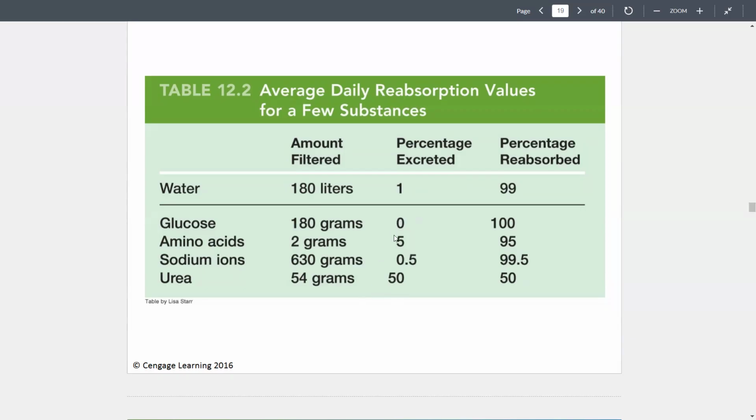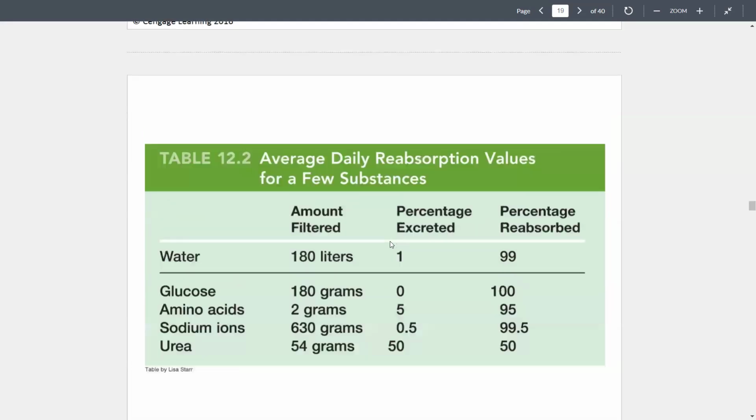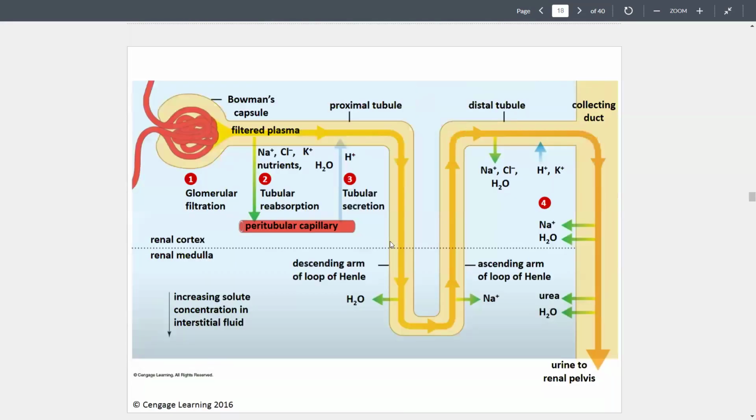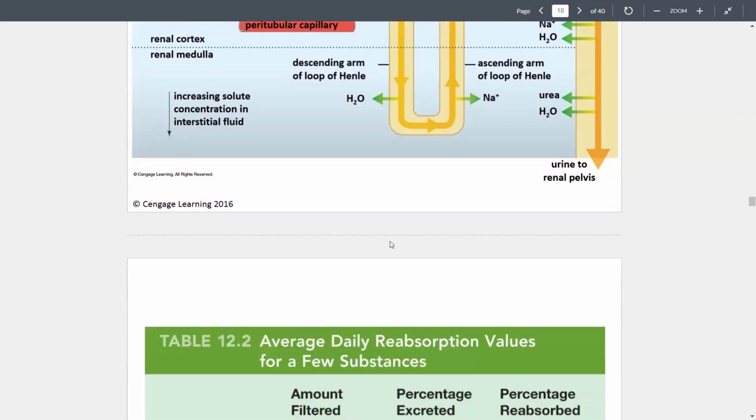Some of these are signs of high blood pressure too, like amino acids. You're only supposed to excrete 5%. If you have high protein in your urine, that's a sign that you have high blood pressure because the blood is pushing too hard on the glomerulus and pushing too much stuff out into the Bowman's capsule.